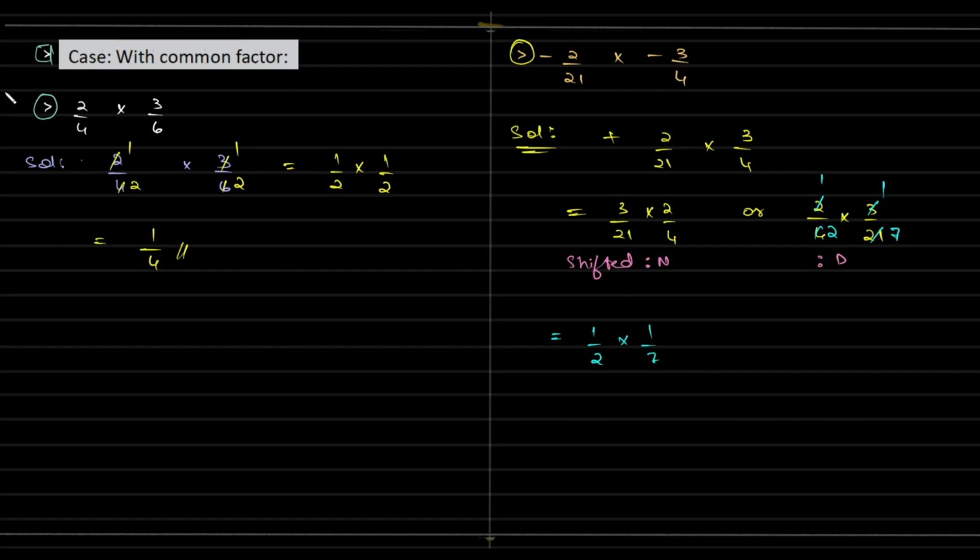Let's check if it's true with this other one as well. Well, we have 3 as the HCF. So 3 by 3 is 1, 21 by 3 is 7. Here the HCF is 2, 2 divided by 2 is 1, 4 divided by 2 is 2. So 1 by 7 into 1 by 2, and that's the same thing over here. So 1 into 1 is 1, 2 into 7 is 14. Okay, and that is your answer.